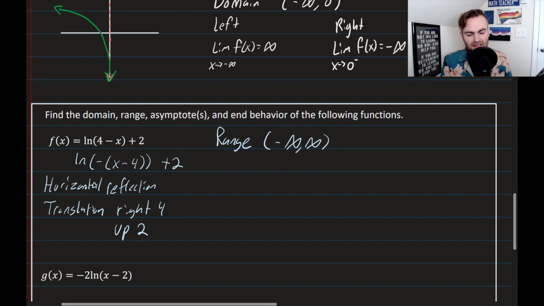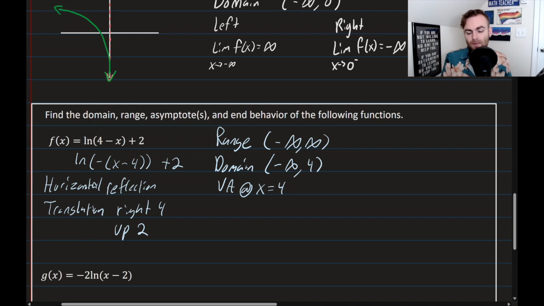Next up is the horizontal reflection. So we're reflecting it horizontally, which means that the domain doesn't go on to infinity. It actually starts at negative infinity and moves forward. Then we go right 4, so it's going to end at 4, non-inclusive. The 0 wasn't inclusive by default, so the 4 is not inclusive when we translate that way. The asymptotes, well, that's going to be vertical asymptote at 4, so we have a vertical asymptote at x equals 4.